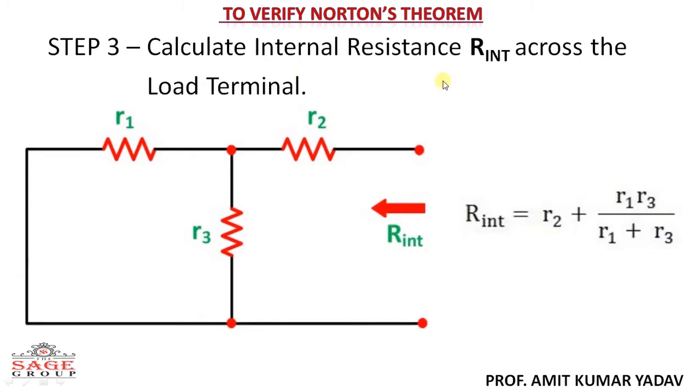For calculating the internal resistance, what do we have to do? You first remove the load terminal and neglect the sources connected in the circuit. As you know, in our circuit we have a single voltage source, which we have already short circuited. So this is your equivalent circuit. Now calculate the internal resistance across this terminal, and I have calculated this internal resistance here by using this method.